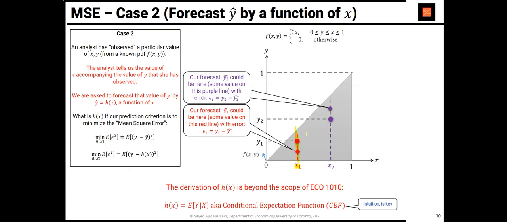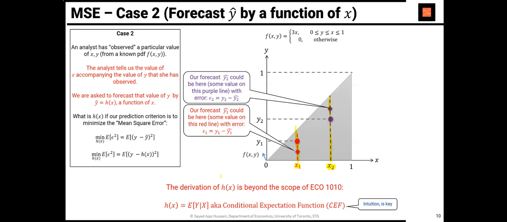On a different day, she could observe this purple dot. And she could send us a message saying, listen, I see the value x2. On the second day, if she tells you that she has observed x2, you know that the value y must be somewhere on this purple line. And once again, you have to come up with a forecast by picking a diamond. And the criterion is to make these expected square errors as small as possible between the diamond and the dot.